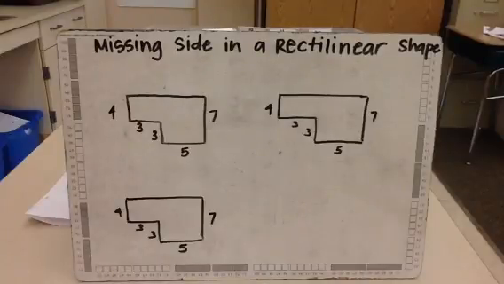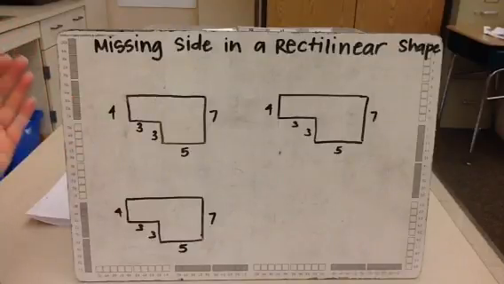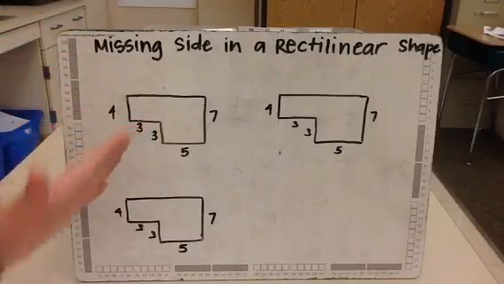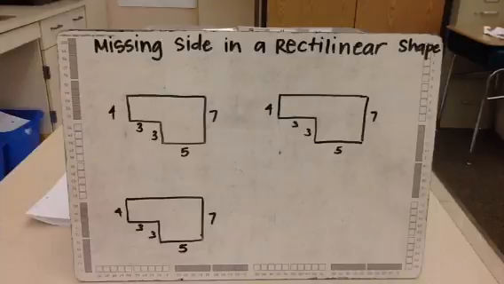In this video, I am going to be showing you some strategies for how to find the missing side in a rectilinear shape. The reason that this is important, because like we discussed before, is that we need to have all of the lengths on the outside, because those outside lengths help us find the lengths on the inside of the rectangles that we make that then help us find the area. So I'm going to be showing you a couple of different strategies that you can use.